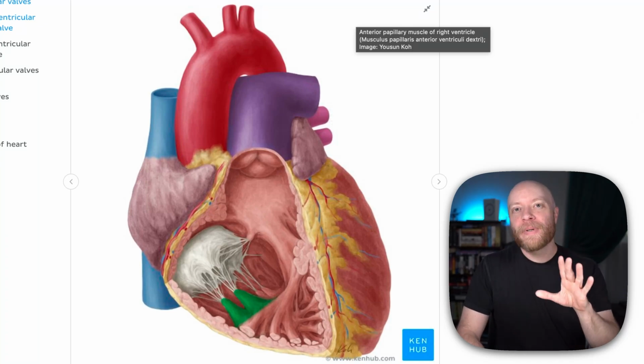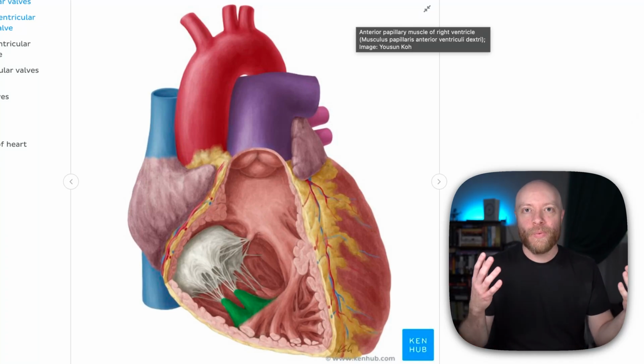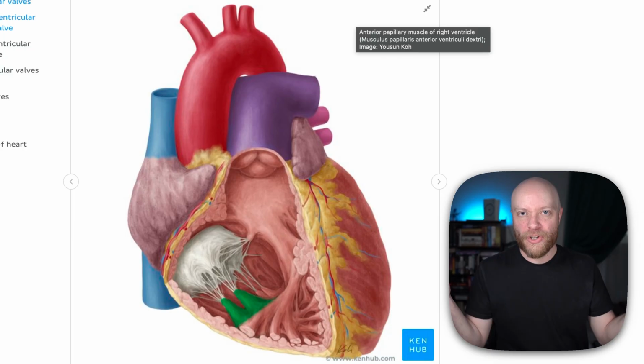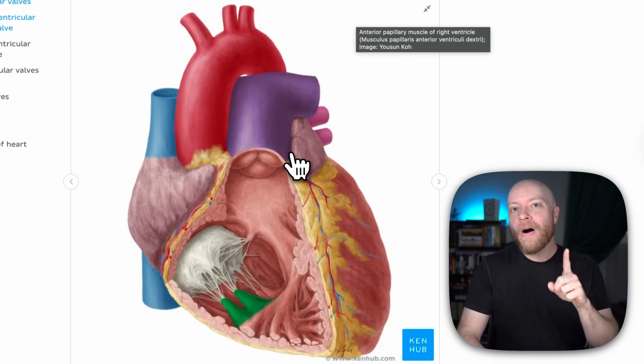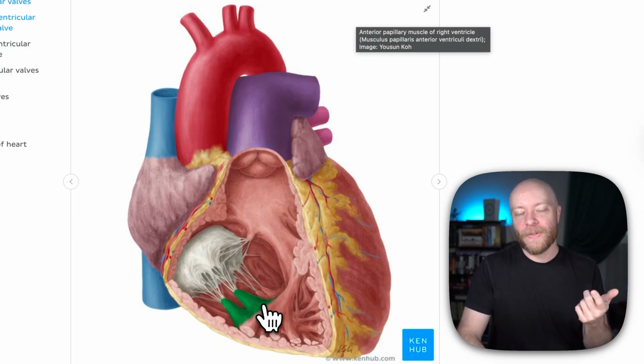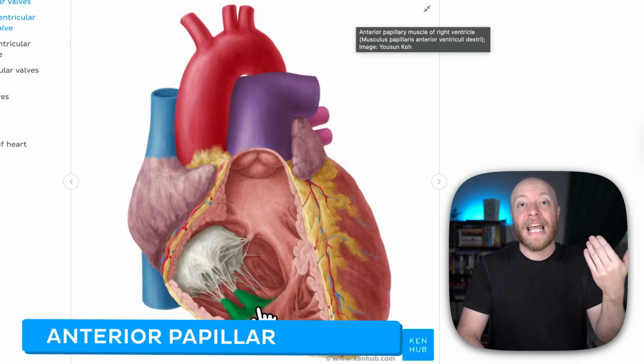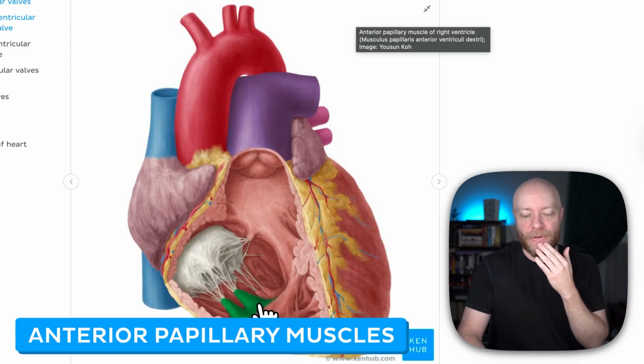For a considerable amount of human history, or at least the history where we were wondering what the purpose and function of the heart was, we were wrong about the function of these muscles here. You can see them highlighted in green. These are the anterior papillary muscles of the right ventricle.